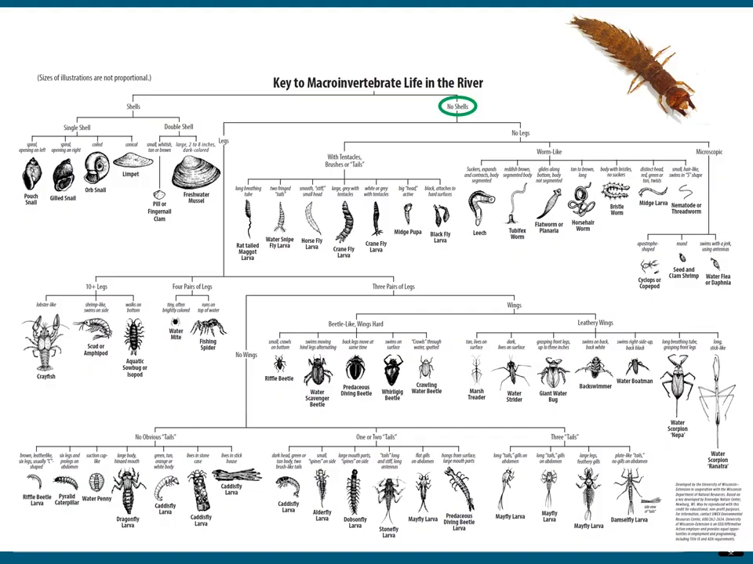It has 3 pairs of legs, no wings. It has 1 or 2 tails. From these final choices of features, we can see that it has large mouth parts and spines on its side. This invertebrate is a dobson fly larva, also called a hellgrammite.